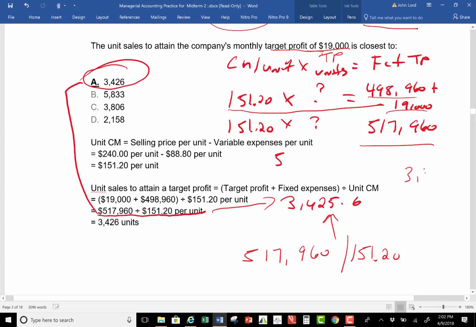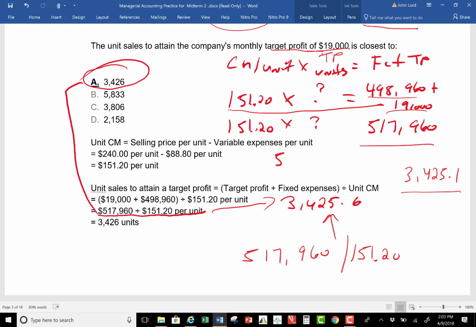But let's say it came out to 3425.1, just for kicks. Well, your instinct is to round down, right? But that's not correct, because if you're under the number, then you won't hit your target profit. So you round up to that next higher unit, and you'll make a little bit more than your target profit, $1 or more. You rounded the answer, not per unit.